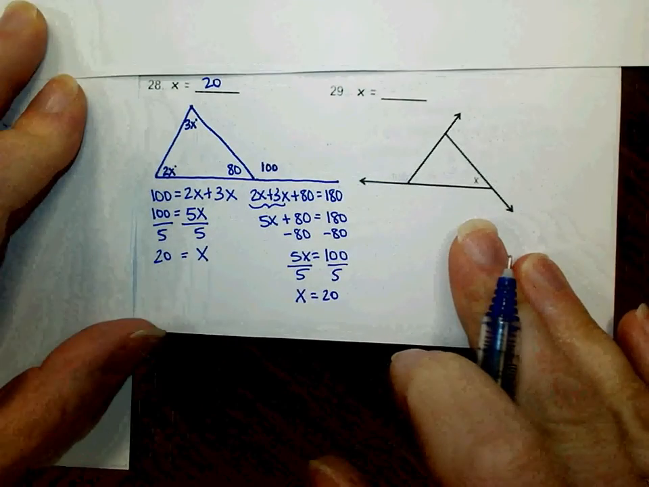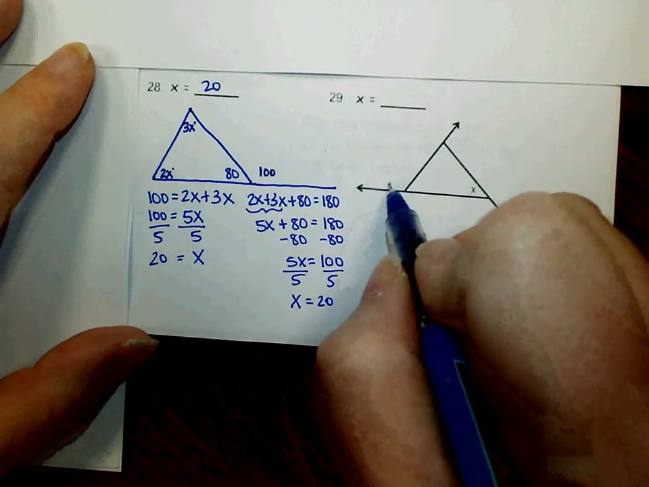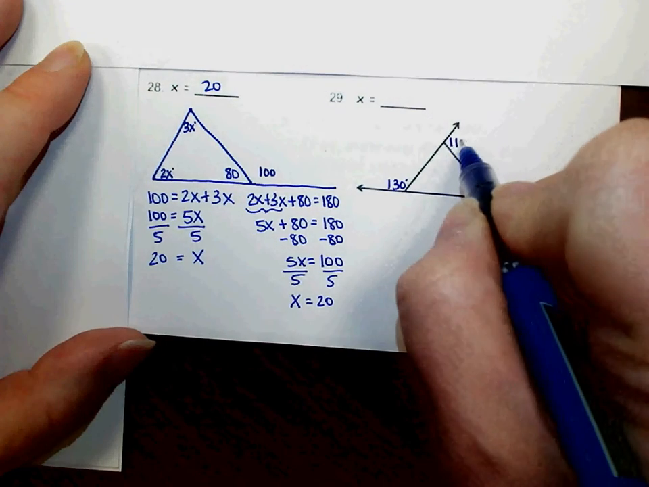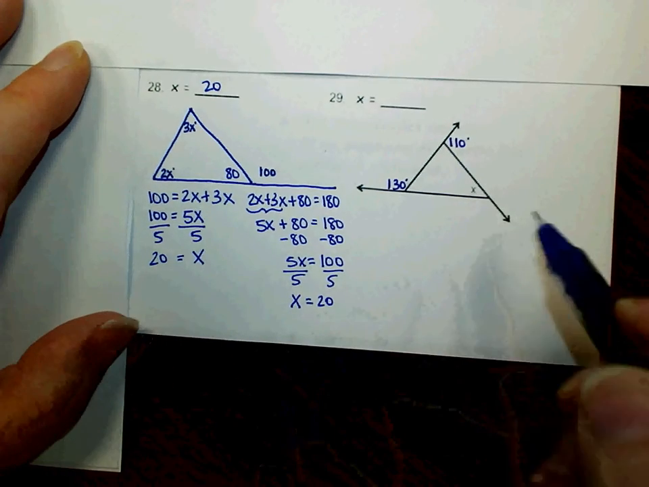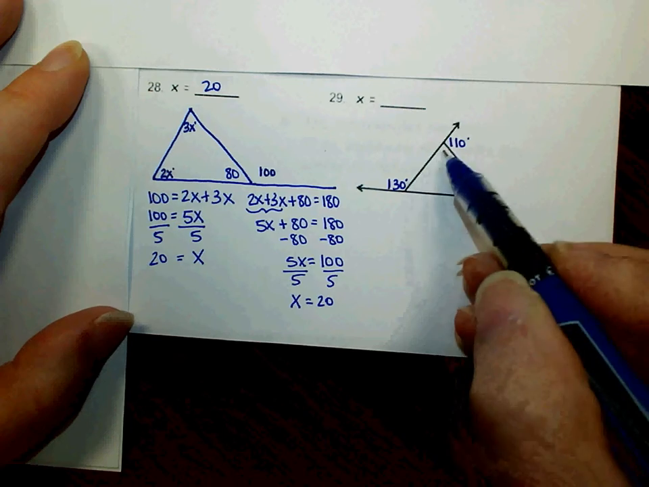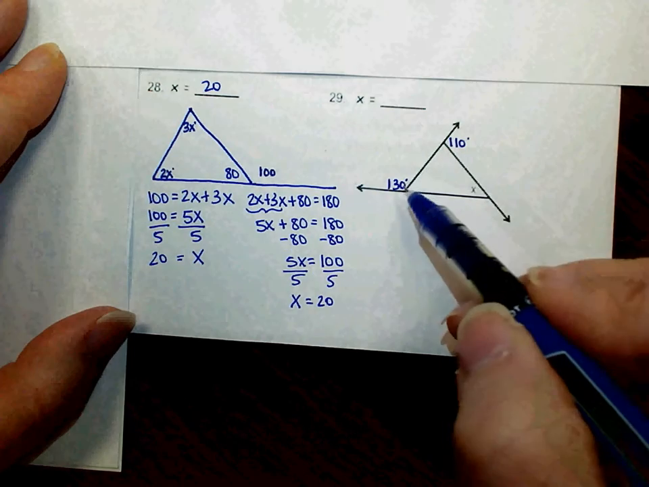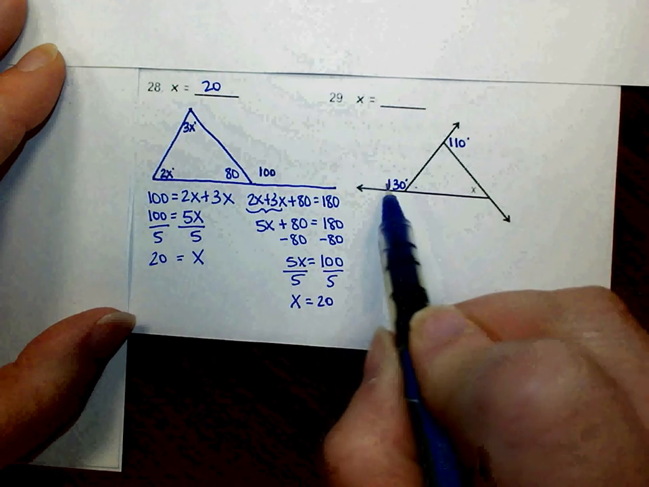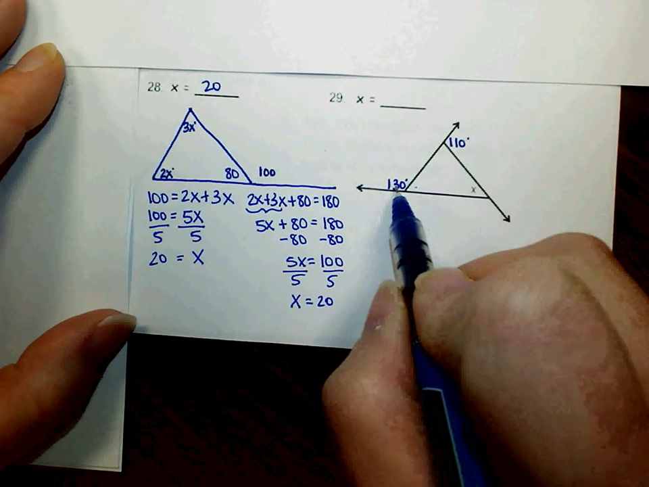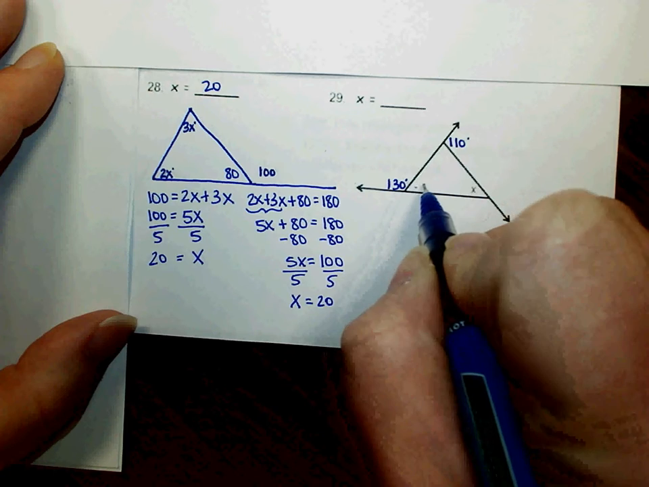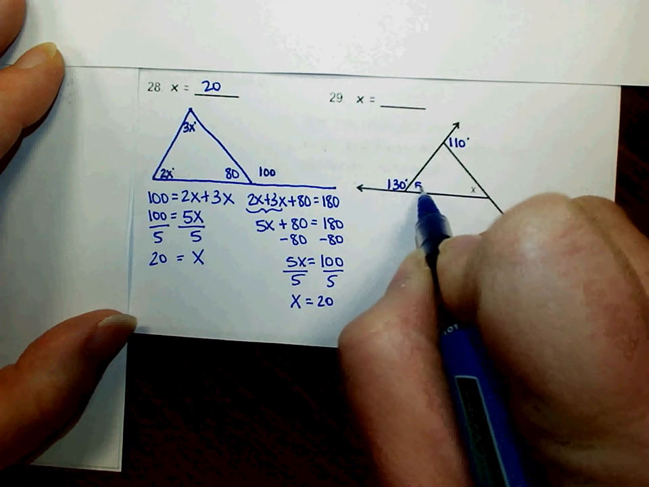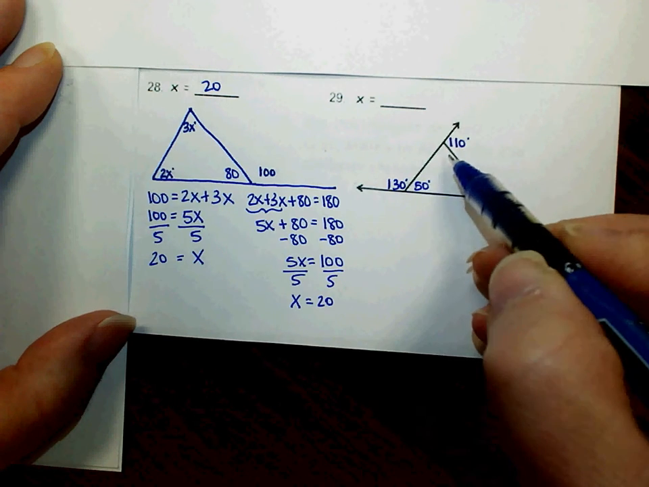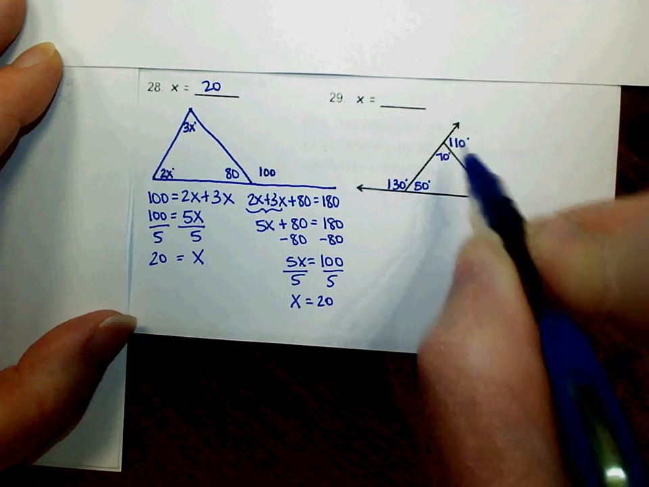On number 29, we're given two exterior angles. One is 130 degrees, one is 110 degrees. So to find the value of x, I need to know these two interior angles. We have two pair of linear pairs given. So we know linear pairs have to be supplementary. So if this is 130 degrees, we can subtract it from 180 to get this has to be 50 degrees. If this is 110 degrees, subtracted from 180, leaves 70 degrees for this angle.